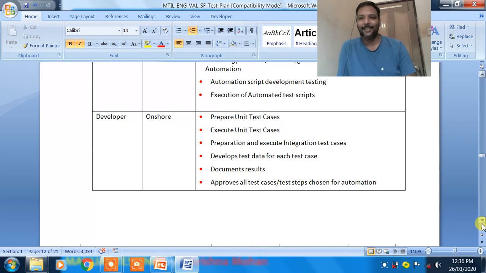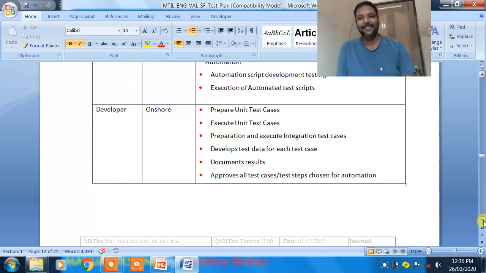Even though he will be reporting to the project manager, the test lead will be taking care of the testing activities. The test lead will tell the developer what to test, what not to test, and how to test.